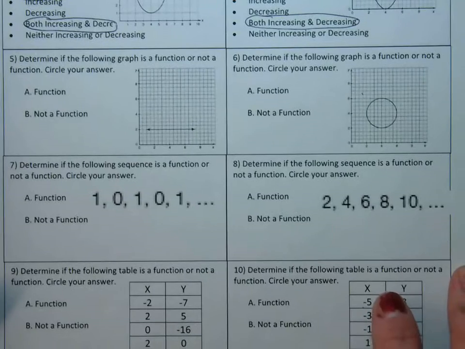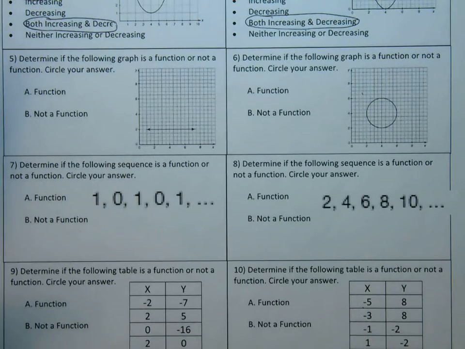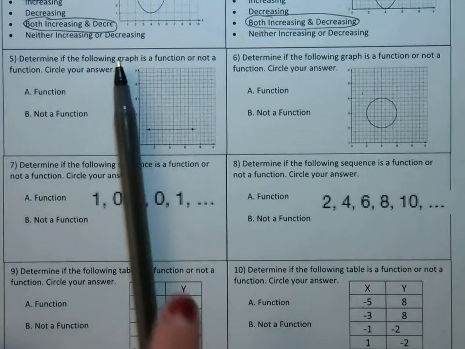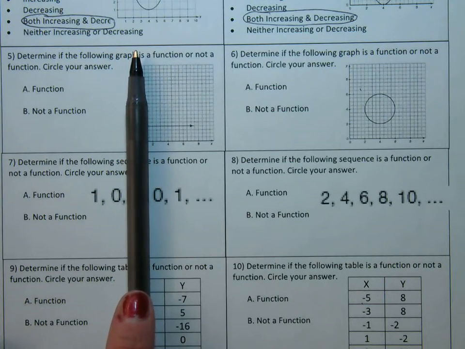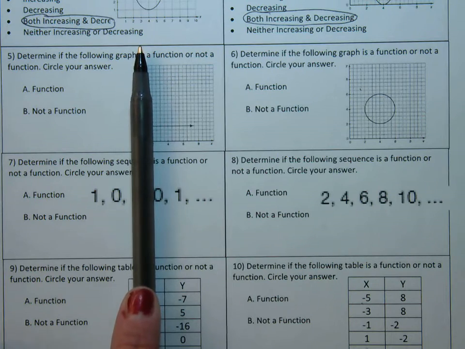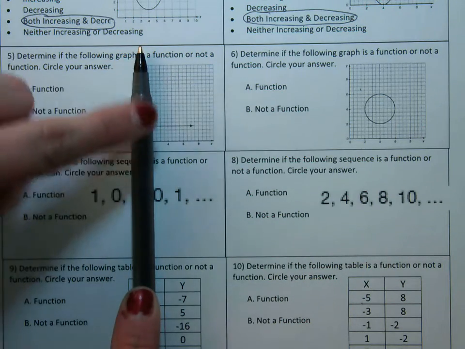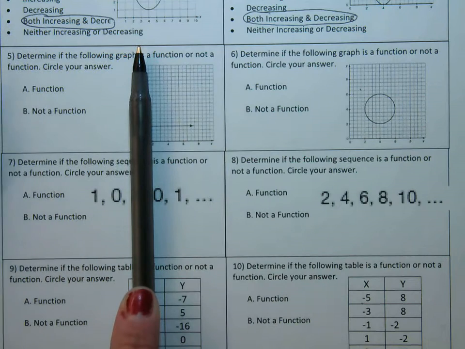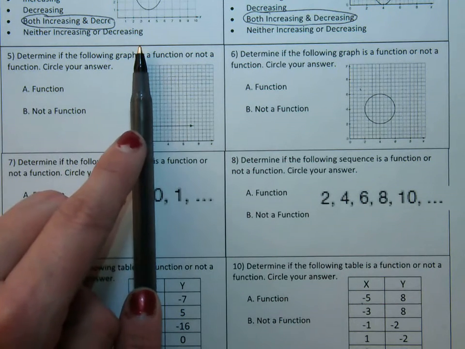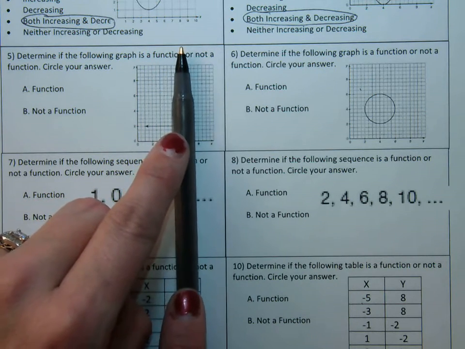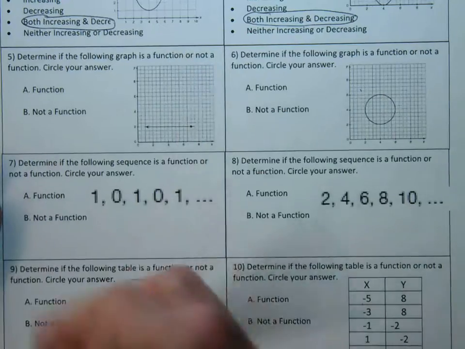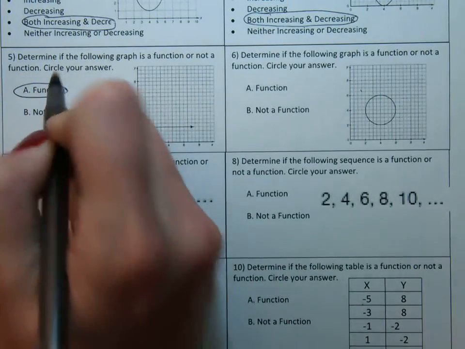Alright, remember on number 5 and 6, we are determining if graphs are functions or not. So we're going to use our vertical line test. So we're going to take our pen or our pencil and go from left to right. And if you hold your pen in one spot and the graph touches more than one point on the same vertical line, it's not going to be a function. But if it only touches once, like this one does, this only touches one everywhere I slide my pencil. So this one is going to be a function.